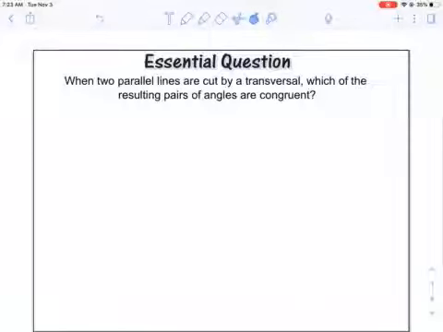Hello everyone, this is Chapter 3, Section 2, Geometry, and our essential question today: when two parallel lines are cut by a transversal, which of the resulting pairs of angles are congruent? Well, I don't know what any of that means, so maybe we should figure out what this means.